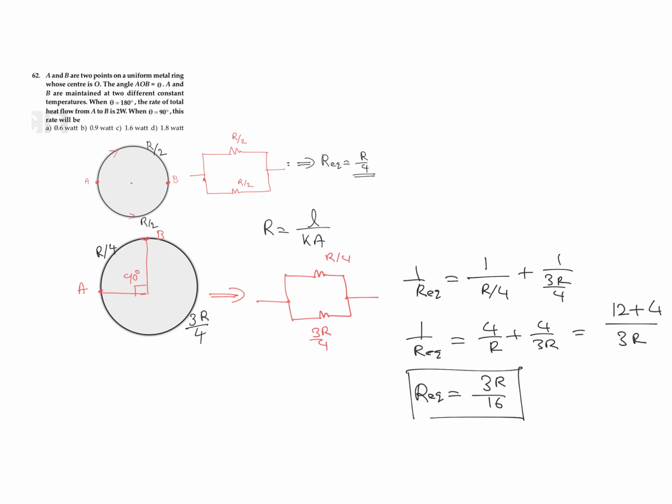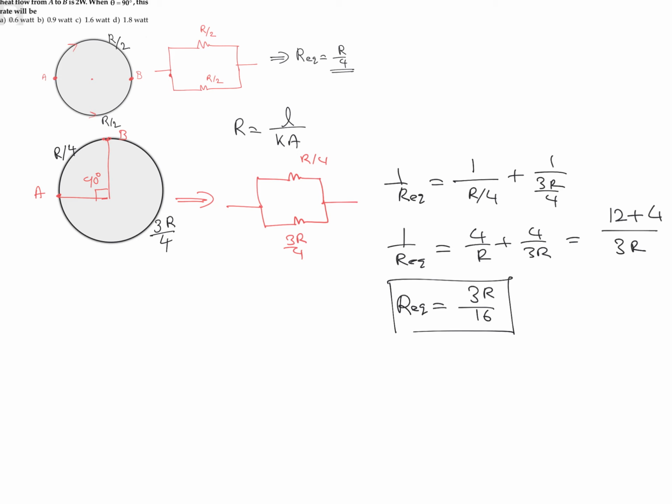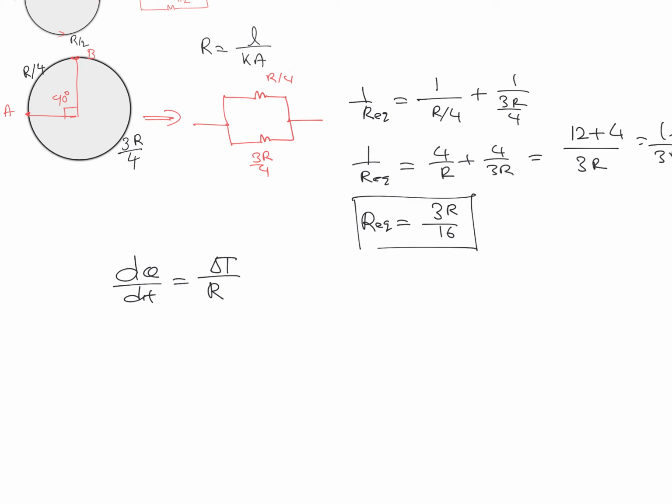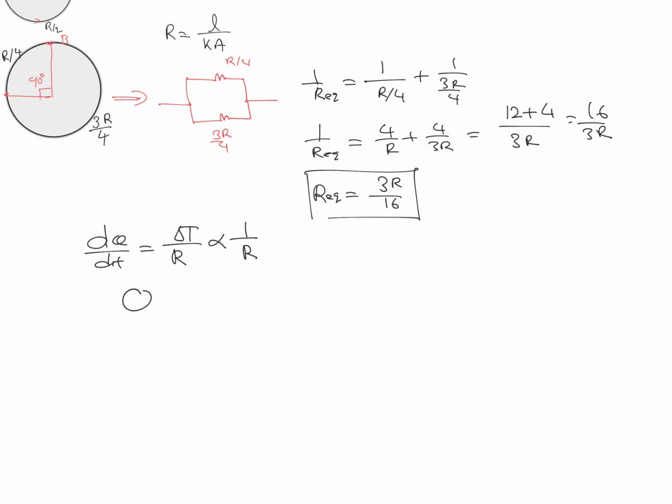Now we can identify the value of the rate of flow of heat energy. We can write the rate of flow of heat energy dQ by dt is equal to the difference in temperature divided by resistance. As the difference in temperature is constant in both situations, dQ by dt is inversely proportional to the value of resistance. So we can write the rate of flow of heat energy in the second situation divided by that in the first situation is equal to R1 divided by R2. So to find the value of Q2, we can take it as Q1 into R1 divided by R2.